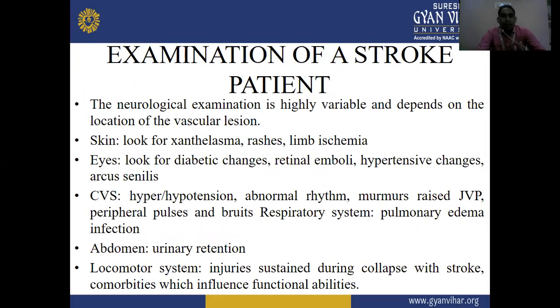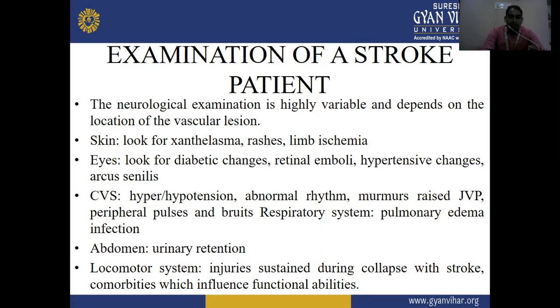Next one is examination of stroke patients. The neurological examination is highly variable and depends on the location of the vascular lesion. For the skin, look for xanthelasma and limb ischemia. These are the skin examination findings in stroke patients.